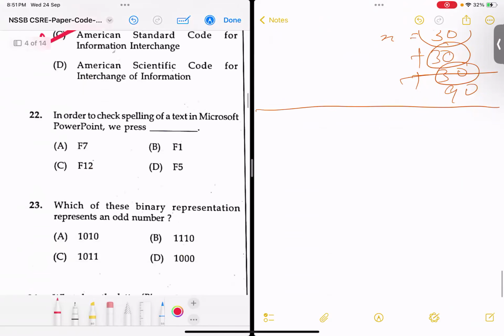Let's come to question number 22. In order to check spelling of a text in Microsoft PowerPoint, we press. So this is a direct question again. It is F7, okay? So if you're using Microsoft PowerPoint, if you're presenting something, making a PowerPoint presentation, and you want to check a spelling, you'll just click on F7, okay?